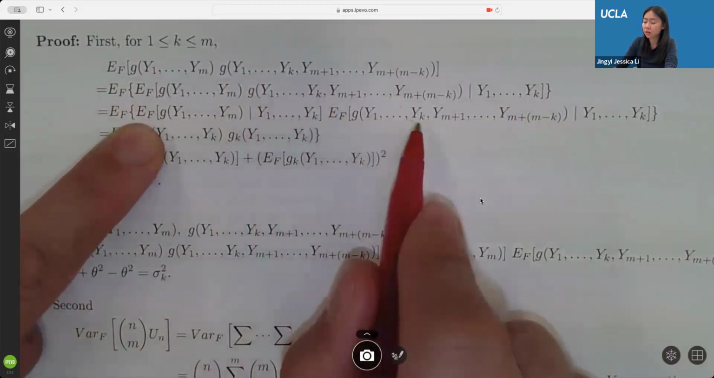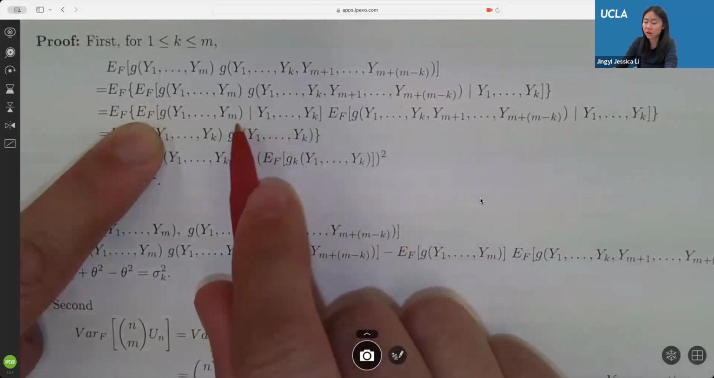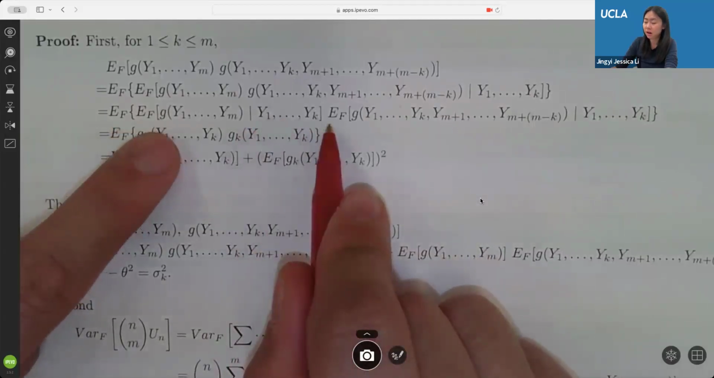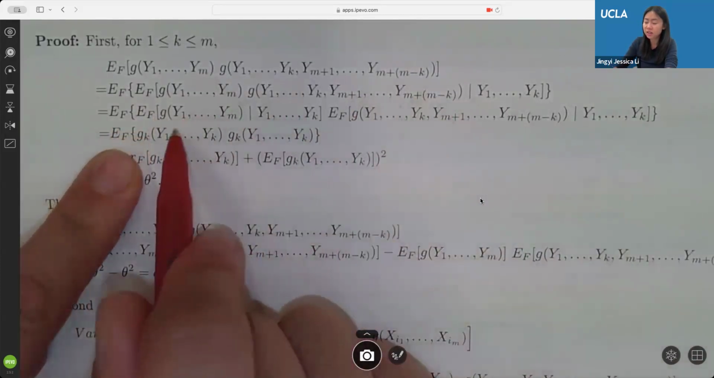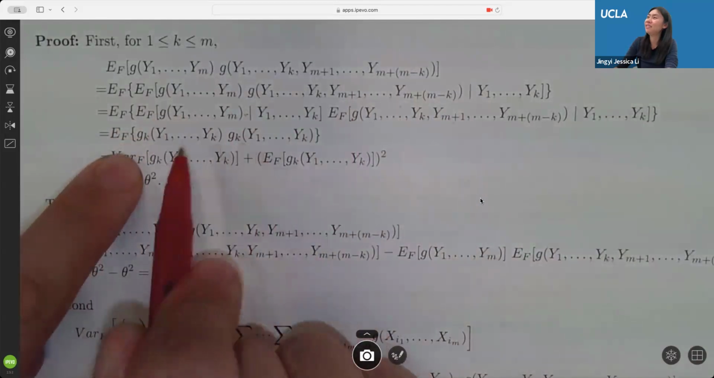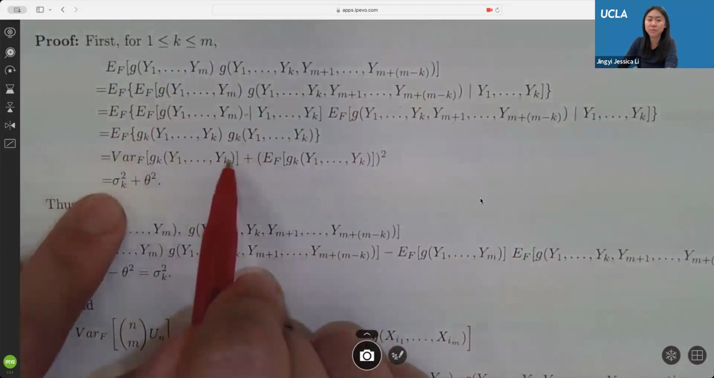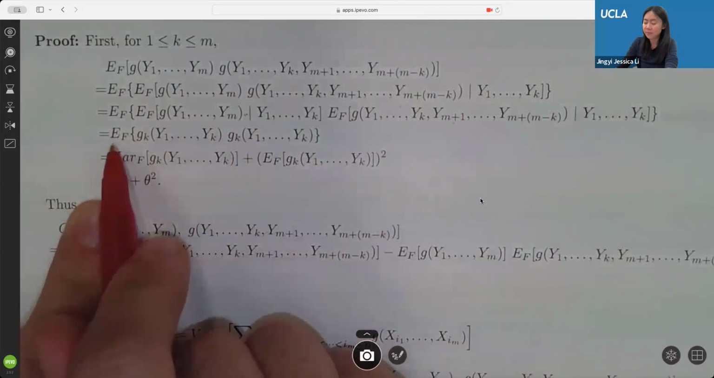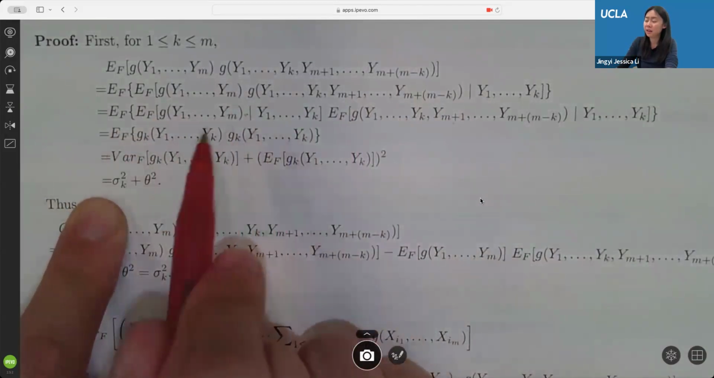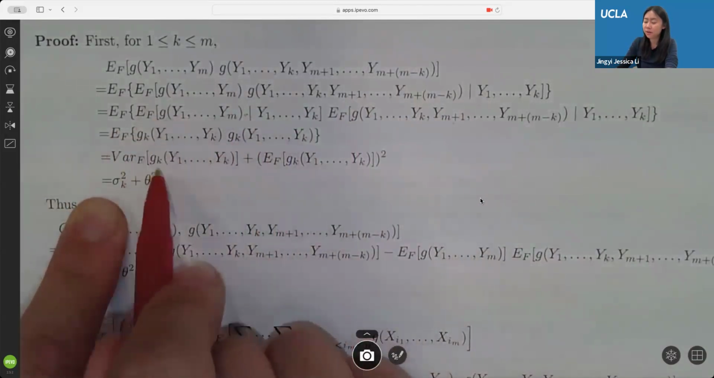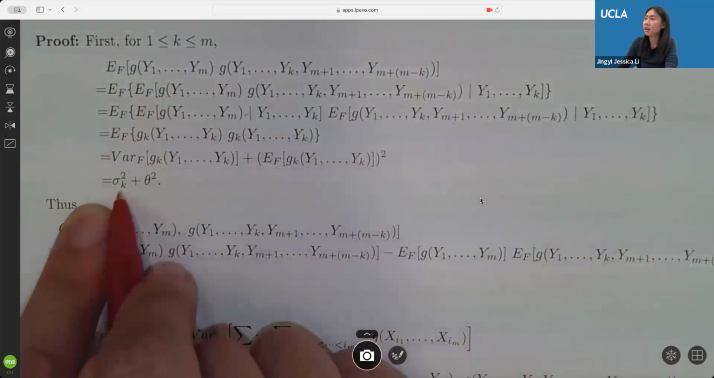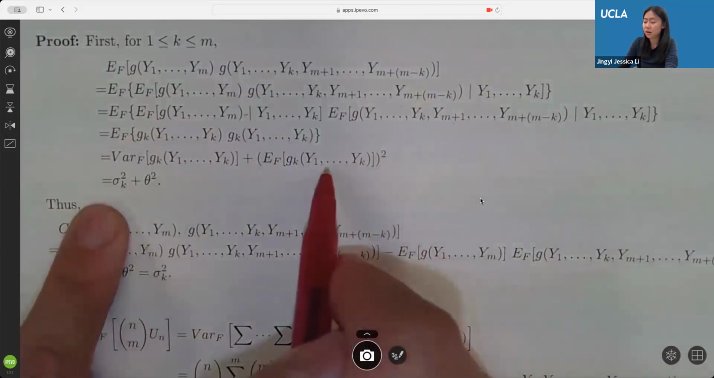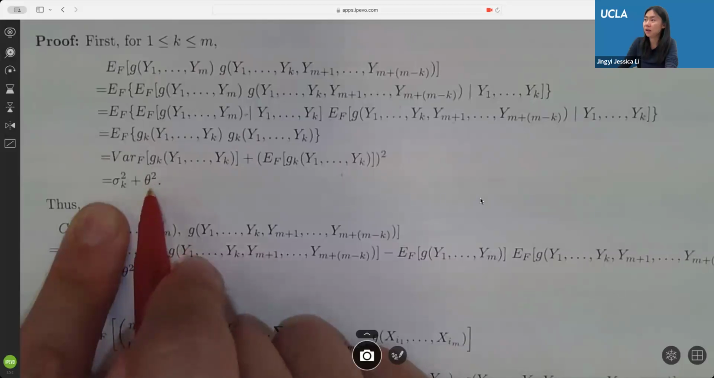And here we have two conditional expectations. They share the condition, but in the product we have them separately. And you see, each of them is GK, by the definition of GK. Now I have the expectation of GK squared. I go back to the fact that it's equal to the variance plus the mean squared. The variance is, by definition, sigma K squared. That's the notation definition. The mean is theta, so theta squared.